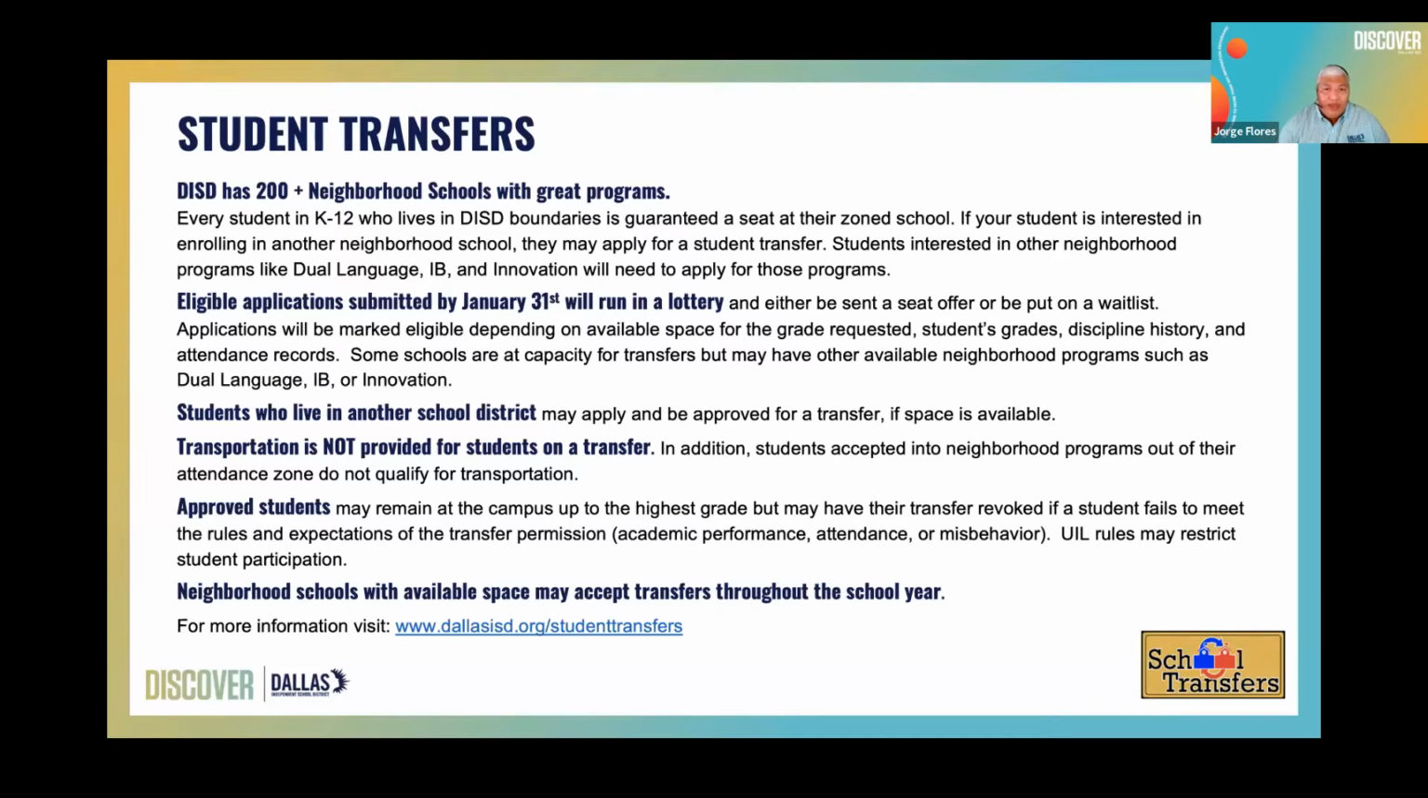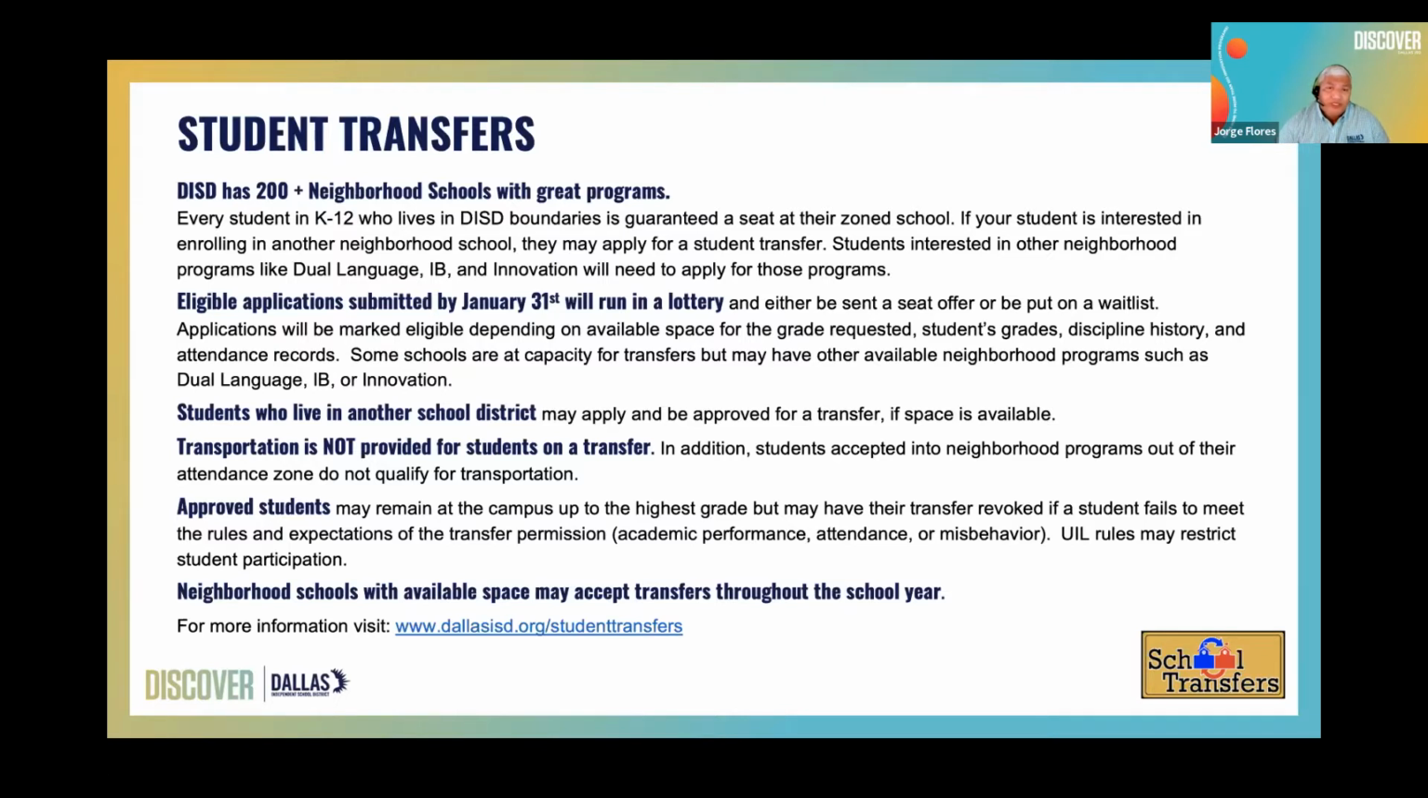As you heard already from my colleague Jennifer about how to use the system to apply for different choice schools, it's also going to include an ability to apply for student transfers. But Dallas ISD has over 200 neighborhood schools with great programs on their campus, and for your students in grades K to 12, if you live within the boundaries of Dallas ISD, you automatically have a seat for them at their zoned neighborhood school with some of these great programs.